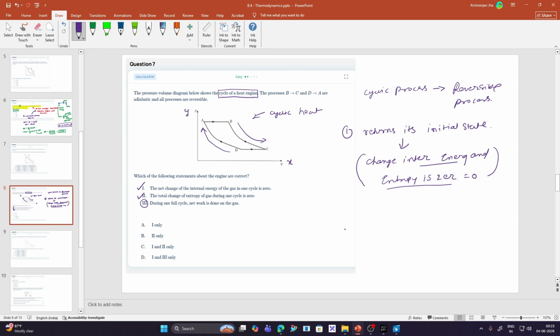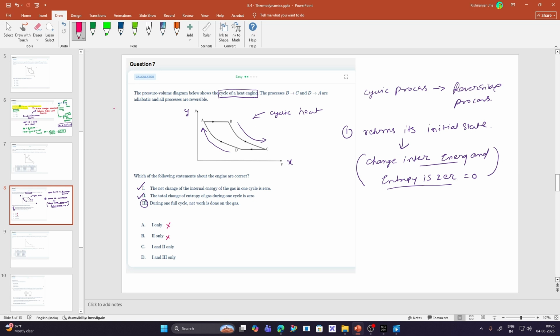As we can see in this process, the first option says option 1 only. So statement 1 is correct, but it does not mean only 1 is correct. So option A is discarded. Second says the total change in the entropy of the gas is 0. So the total change in entropy of the gas will be 0, but it is not the only statement which is correct. So we will cross this as well.